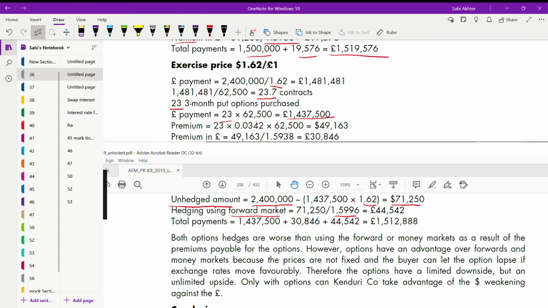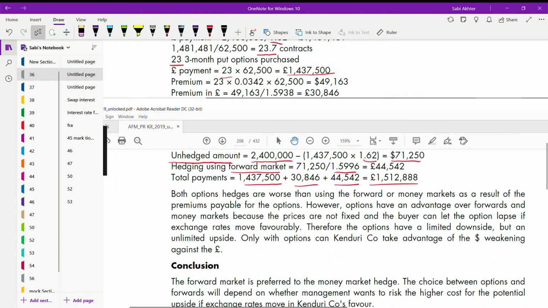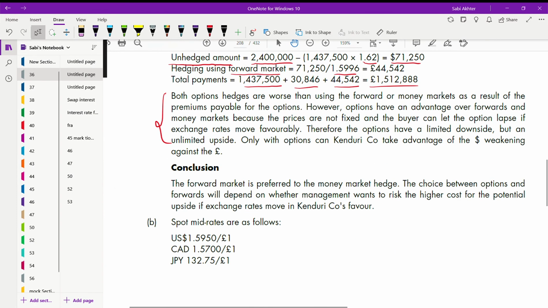So now you total. This is the amount you are going to hedge using options at the exercise price. This is your premium, and this is your forward amount which you are going to hedge using forward. Add all three, that's in pounds. That's not it. Now you have to explain. You have to give a conclusion on which is the best.